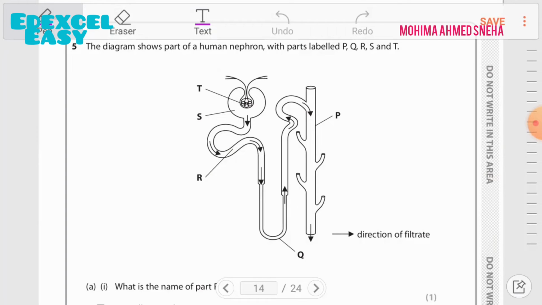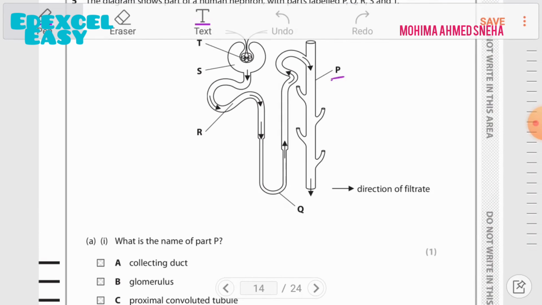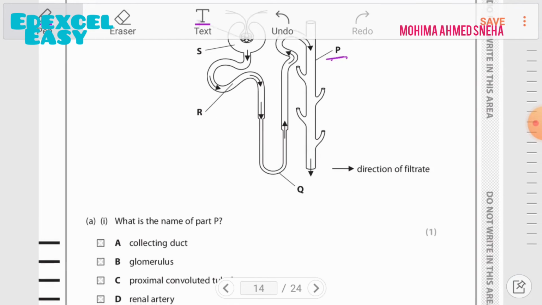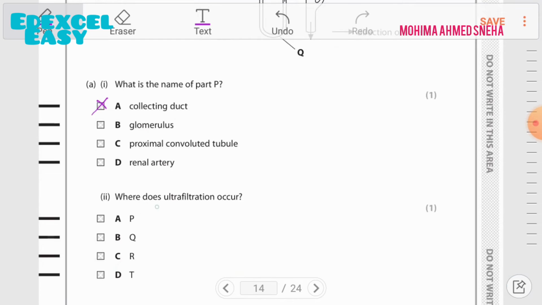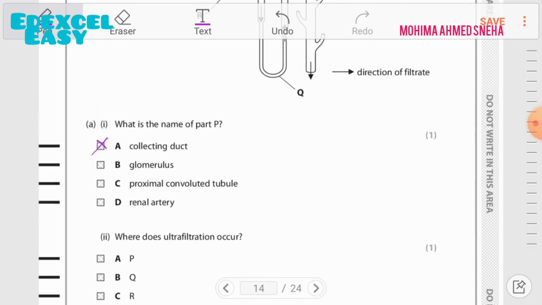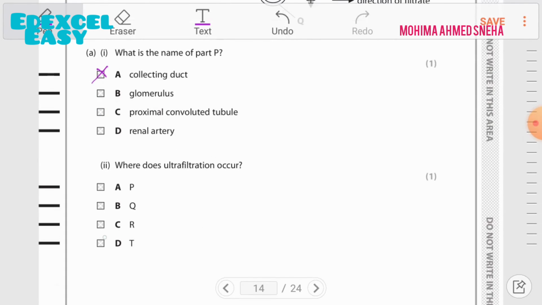The diagram shows part of a human nephron with parts labeled P, Q, R, S and T. What is the name of the part P? So this is part P, and we know it is the collecting duct. So this is option A. Where does ultrafiltration occur? We know ultrafiltration always occurs in the glomerulus. That is option T. So the answer should be option D.